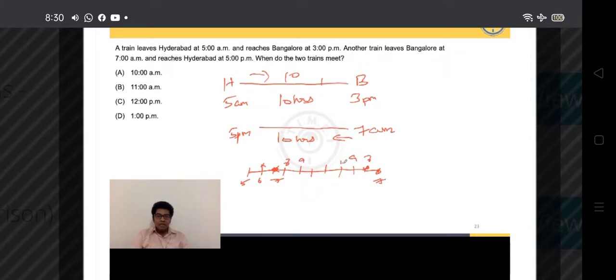At 10 a.m. this train will be here, this train will be here, because for every hour it's at 11 a.m. both of the trains will be at this point. So at 11 a.m. they meet. Hence the answer will be choice B. Right? So here this is just based on logic, we are just solving this question.